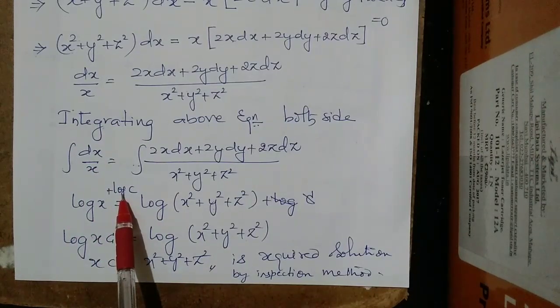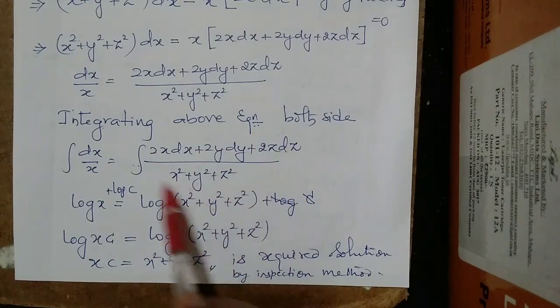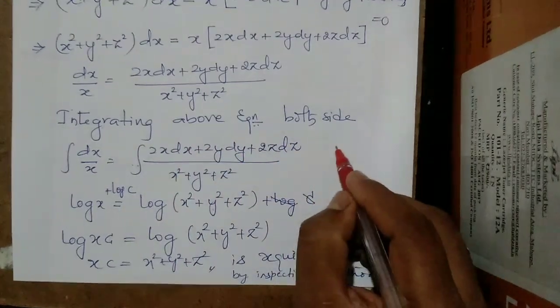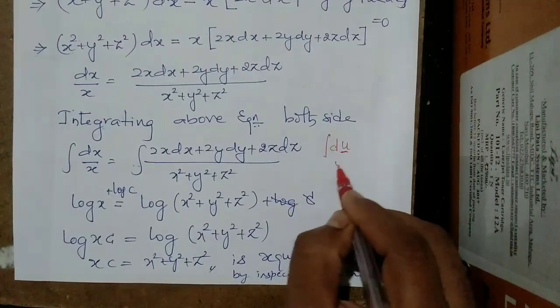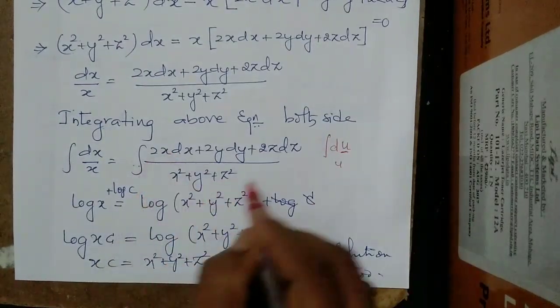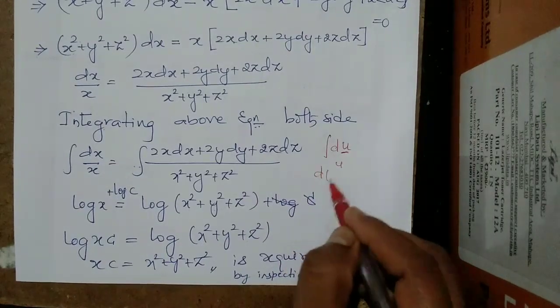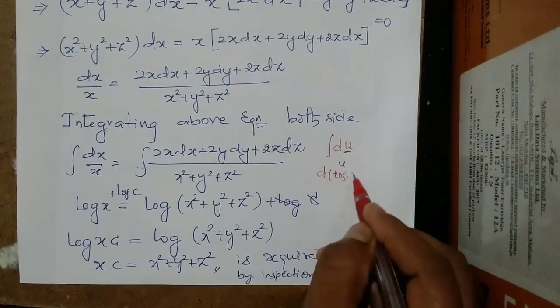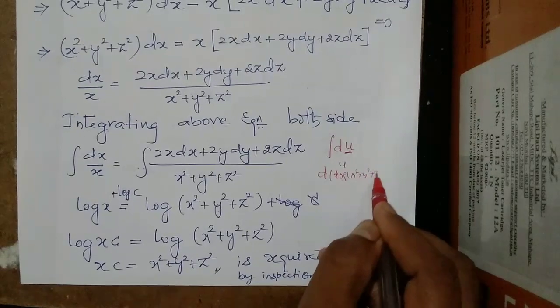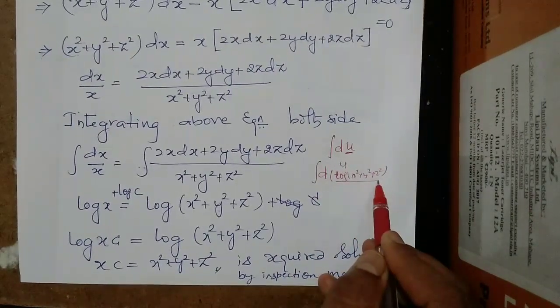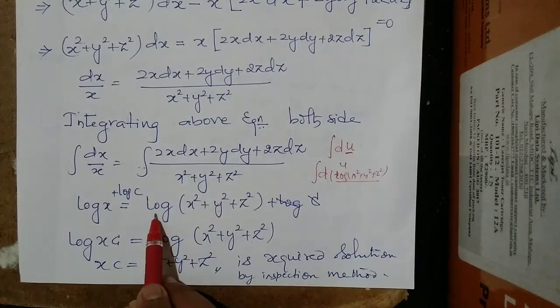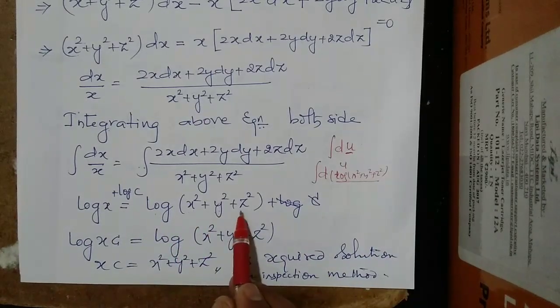Log c is the constant of integration, and this is the direct way. For example, suppose I find the integral of du, which is equal to u. Here, this is the integral of log of x square plus y square plus z square. So when I do integration, log of x square plus y square plus z square will come.